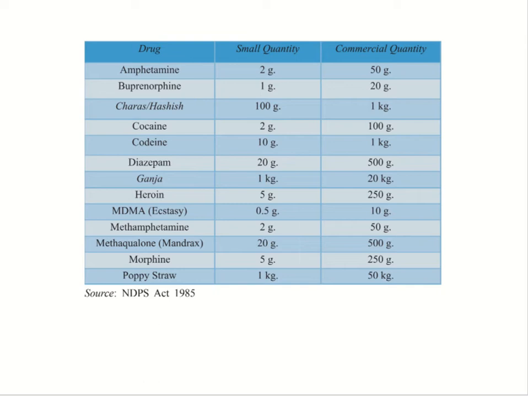Ganja, 1 kg and 20 kg. Heroin, 5 grams and 250 grams. Ecstasy, 0.5 gram and 10 grams. Methamphetamine, 2 grams and 50 grams. Mandrax, 20 grams and 500 grams. Morphine, 5 grams and 250 grams. Poppy straw, 1 kilogram and 50 kilograms.